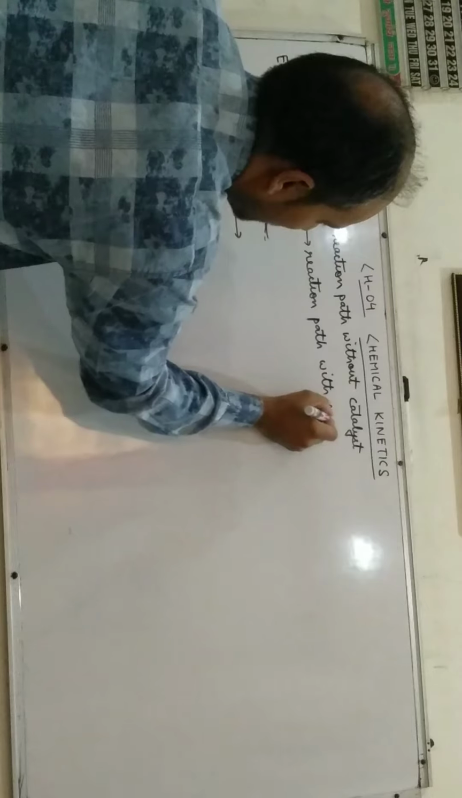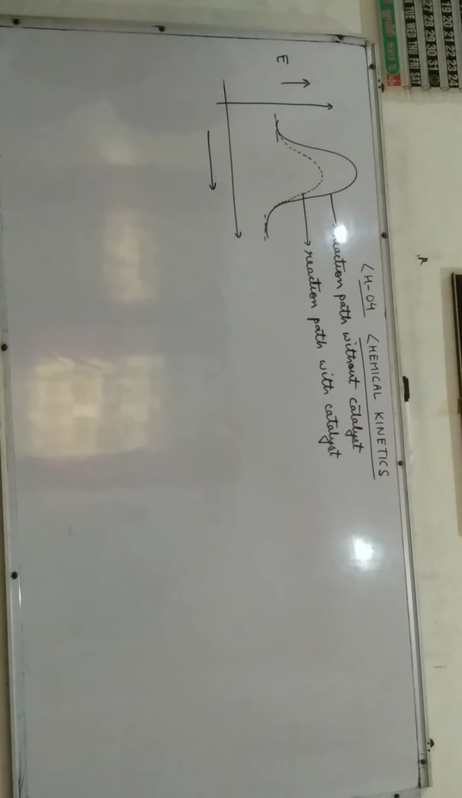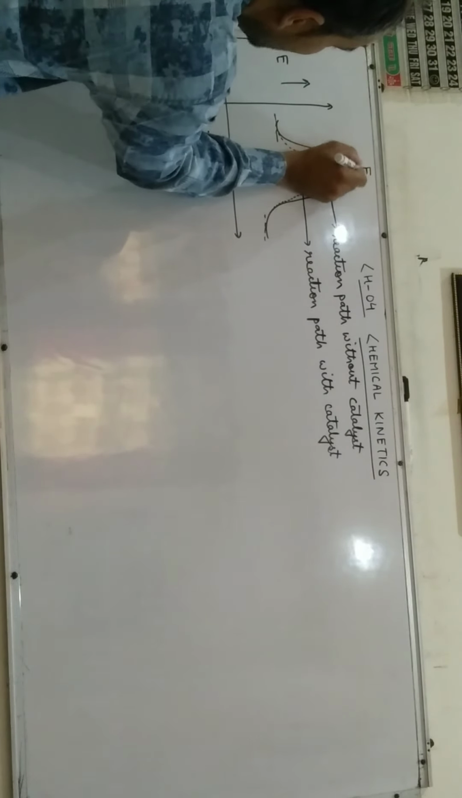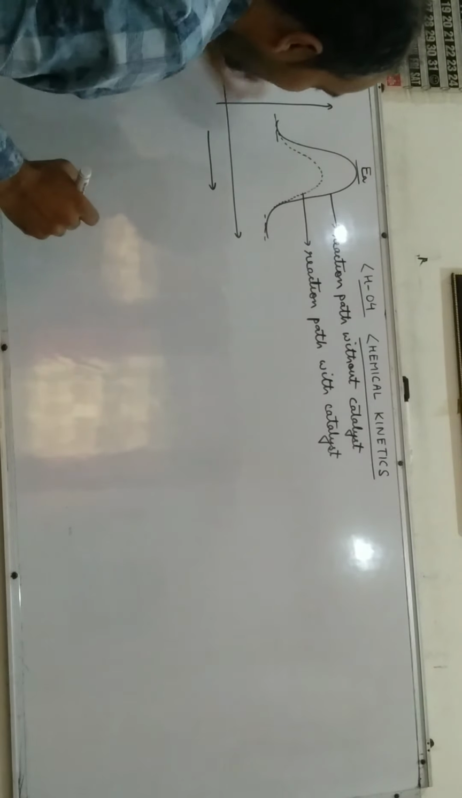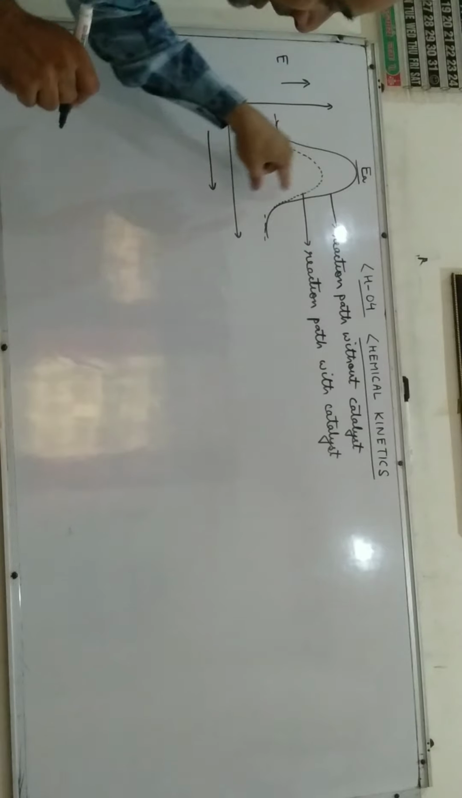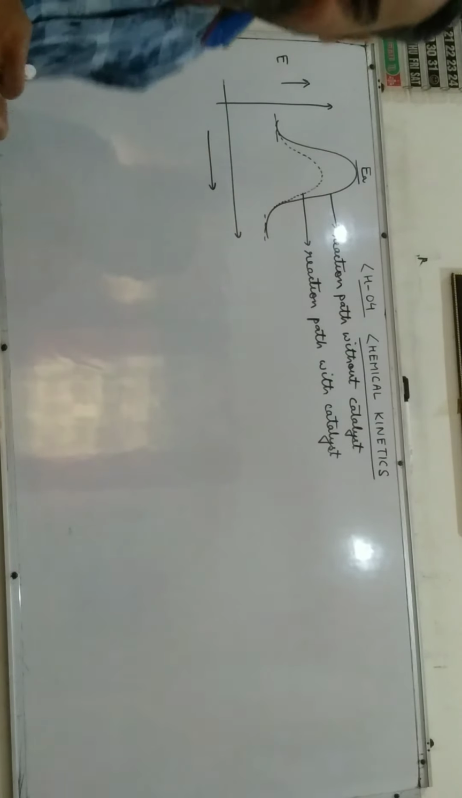So it is clear that a catalyst provides an alternative pathway for completing the reaction by decreasing the activation energy of the reactant. Activation energy is the energy required to form the intermediate. Here we notice the activation energy decreases, thus the speed of reaction increases.